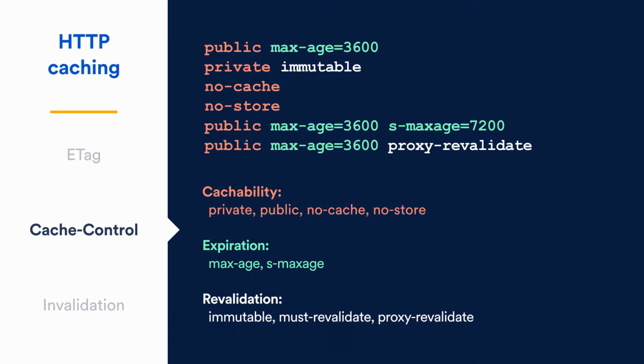And finally, revalidation directives. Immutable means that the document won't change ever, and it can be stored forever. Must revalidate means that the browser always must check the status of the resource with CDN, even if it's cached. And proxy revalidate, which is similar to must revalidate, but the CDN always needs to check the value of the resource with the origin server.